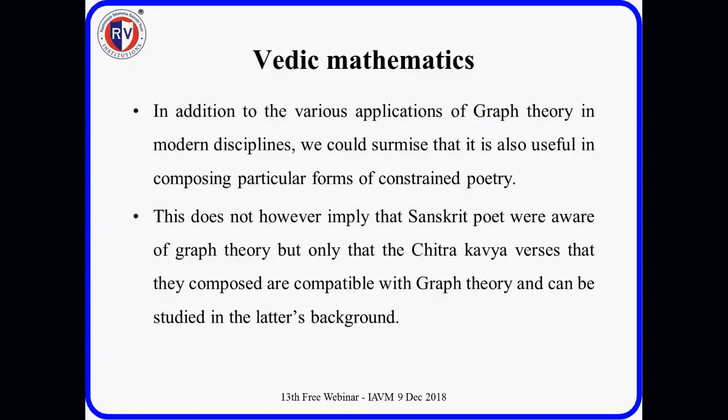The constrained poetry here is that we have to take only the movement of the horse itself and cover all the places also. This is the constraint. There are n number of solutions, but among such solutions, one is going to give a good meaning, or it may give back another shloka also. This does not, however, imply that Sanskrit poets were aware of graph theory, but only that the Chitrakavya verses they composed are compatible with graph theory and can be studied in the latest background.